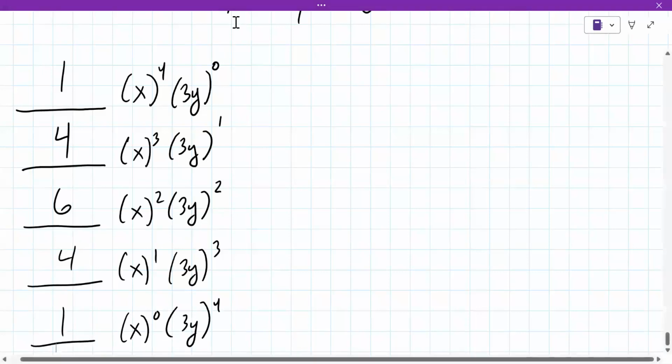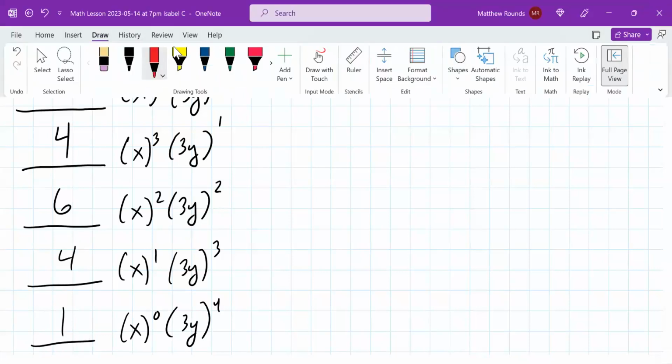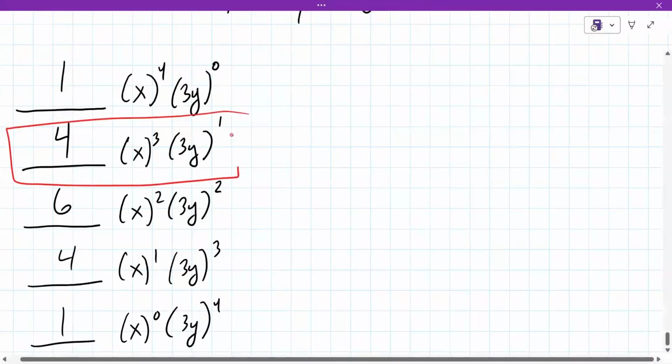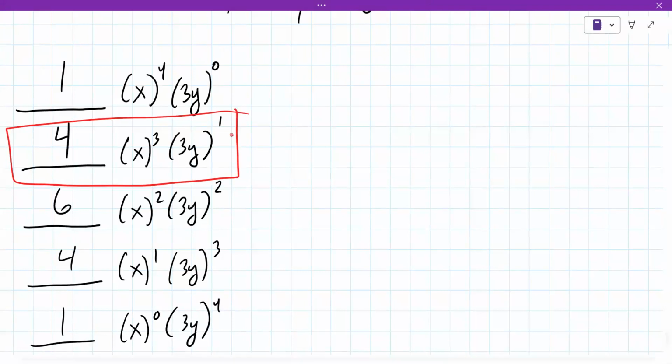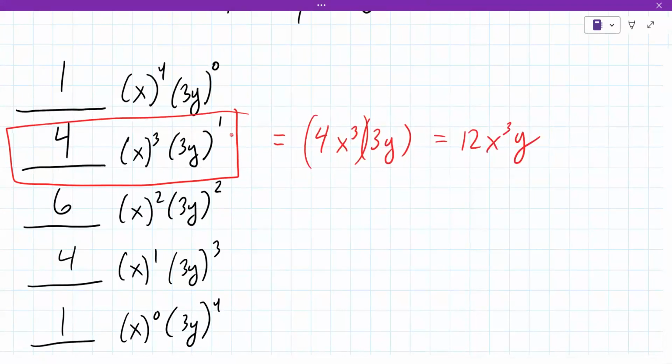Now it just asks for the second term, so we just need to do this one. So we could have stopped there, we didn't have to keep going. So this ends up being 4x cubed times 3y. And so you do multiply, this becomes 12x cubed y.